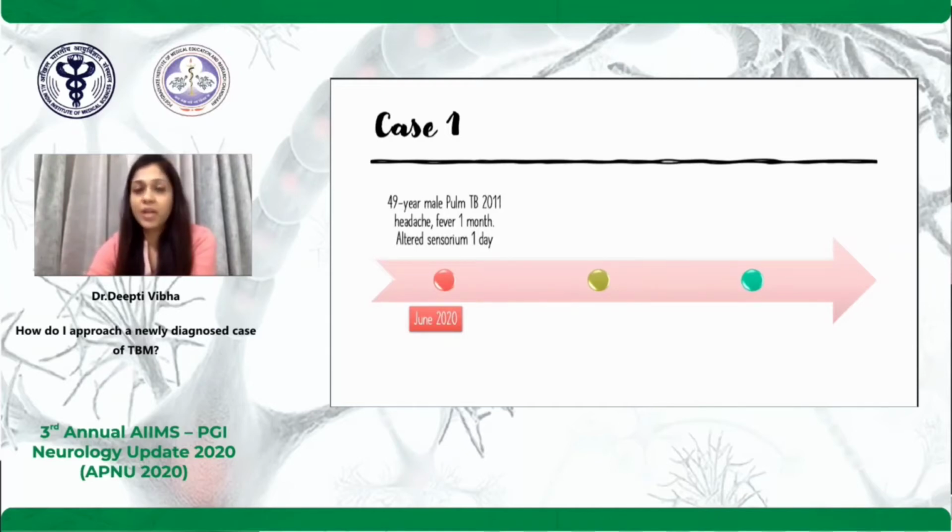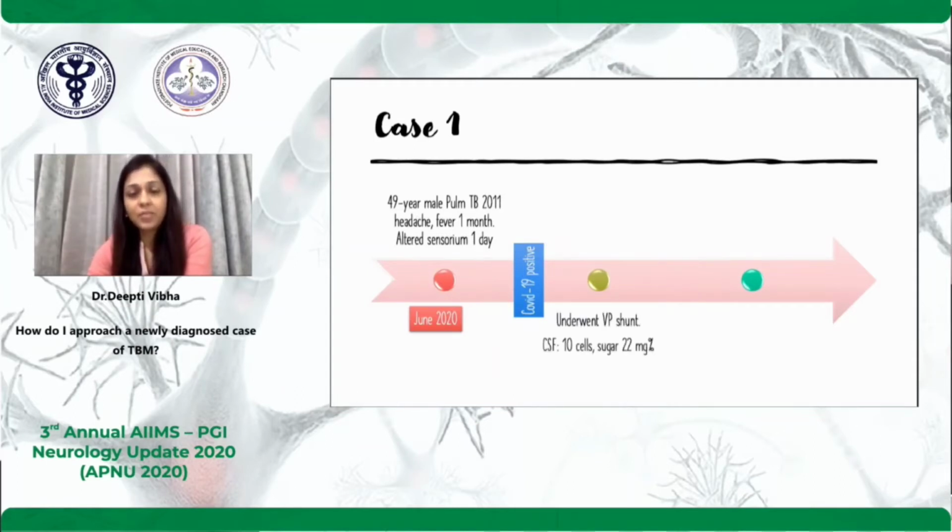Now, what happens is that now the world has been divided into COVID positive and negative. So irrespective of whatever symptom you have, you're first classified whether you're positive or negative. So unfortunately, this patient came out to be COVID positive. Although clinically, there was nothing else to suggest that he could have had TBM. And so, when he was taken to the COVID ward, he underwent a VP shunt.